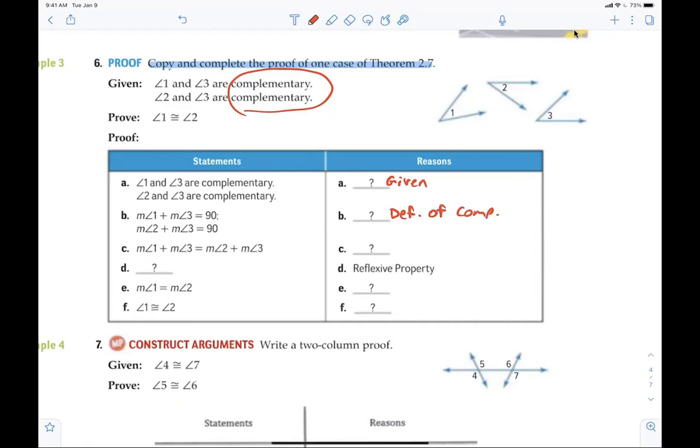When something is complementary, that means they add up to what? 90 degrees. That is the definition of complementary. The definition of supplementary is two angles that add up to what? 180. Is everybody okay with that? Why would it be the congruent complement theorem? Very good question. Did you read the question itself? It says copy and complete the proof.